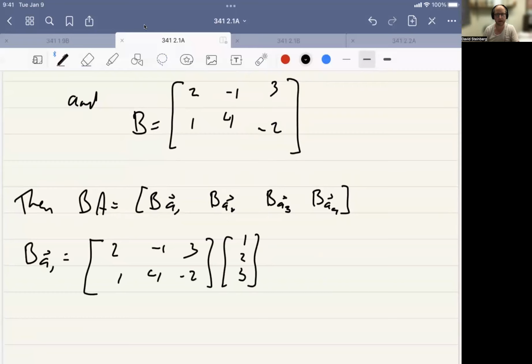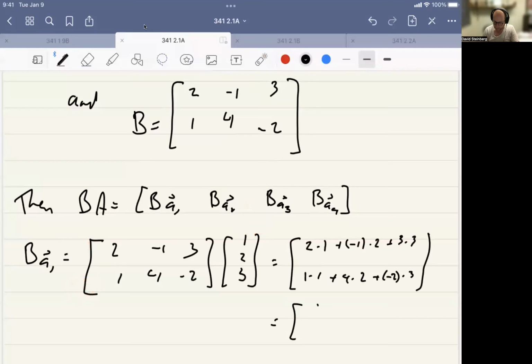And by now we know how to multiply a matrix with a vector. So we're just going to get what? I always enjoy drawing these arrows, otherwise I forget. So it's going to be 2 times 1 plus -1 times 2 plus 3 times 3. And then we go downstairs: 1 times 1 plus 4 times 2 plus -2 times 3. Should get back what? 9 and 3. All right.